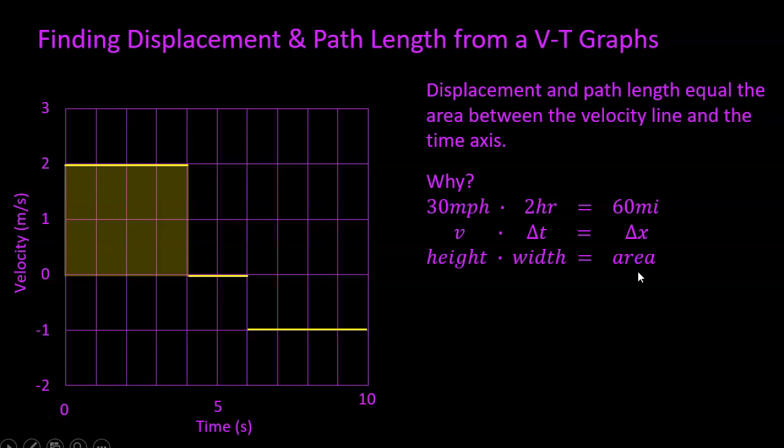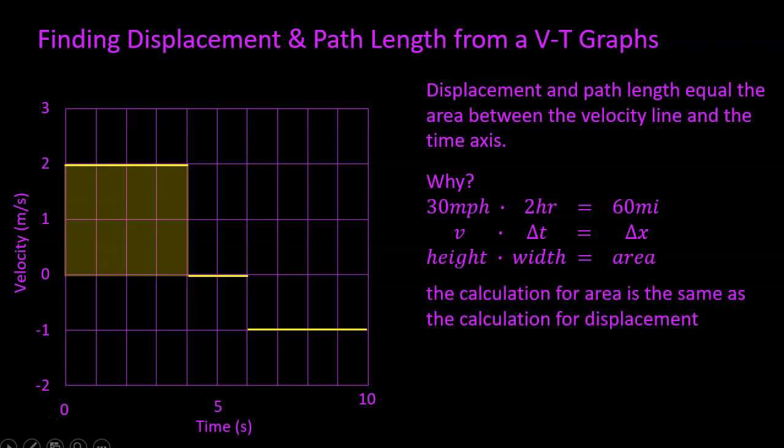So when we find this area on the graph, we are taking the height times the width, but for this graph, that's the same as taking the velocity times the elapsed time, and we know that that gives us displacement. The reason the area under the velocity line is equal to the displacement is because the calculation for the area is the same as the calculation for the displacement.